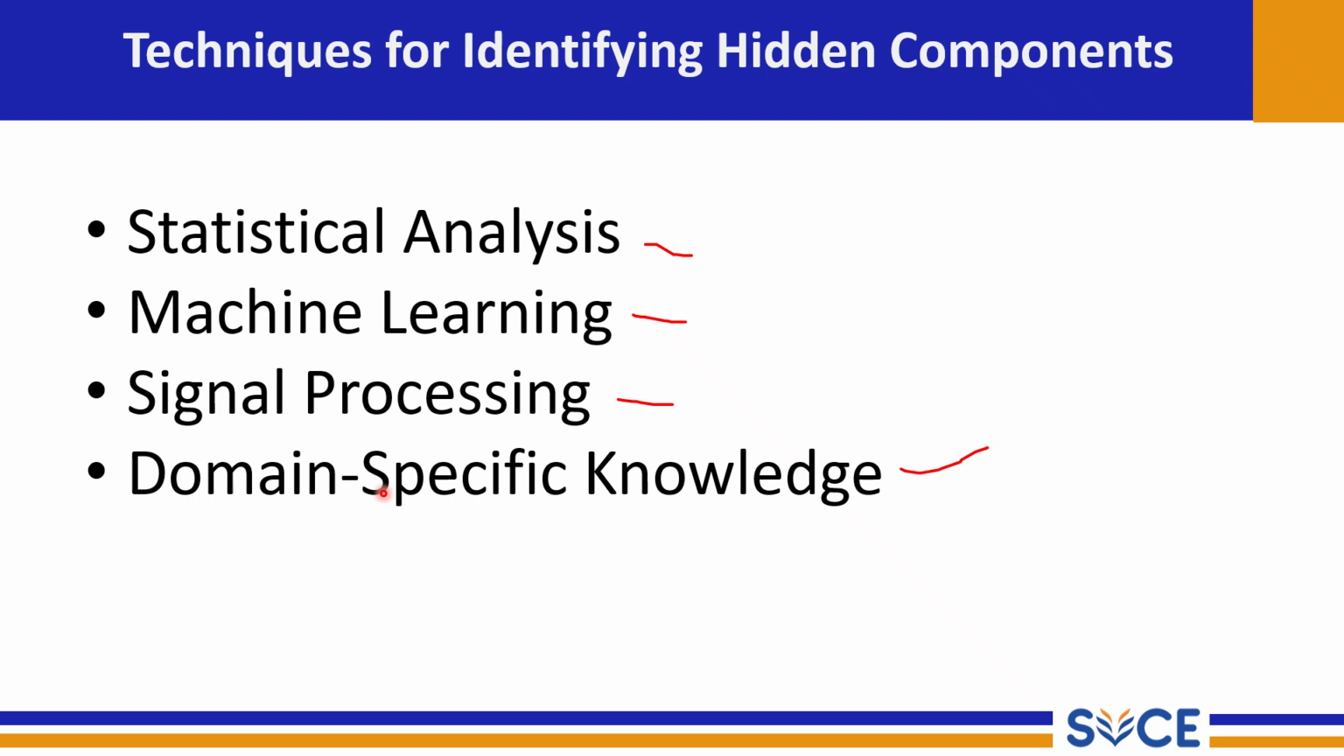And next one, that is deep learning models. Deep learning models such as convolutional neural networks, CNN, and recurrent neural networks, that is RNN, can learn complex features and representations from the data. These learned features can be interpreted as the hidden components that capture important aspects of the data, right? And the third one, signal processing. Signal processing techniques are specifically designed to extract information from signals, often in the presence of noise.